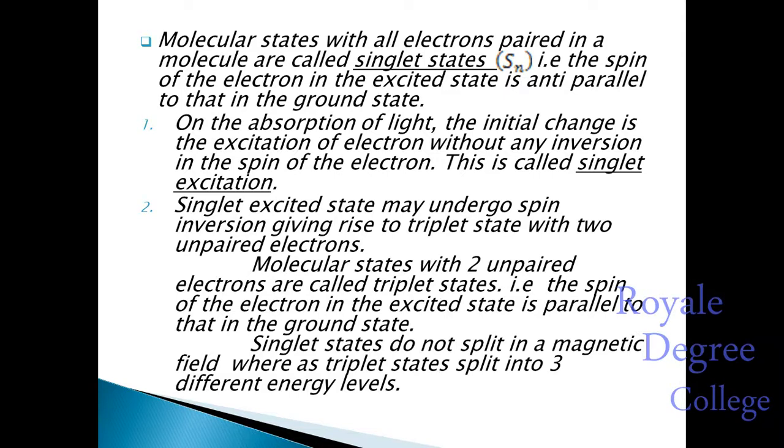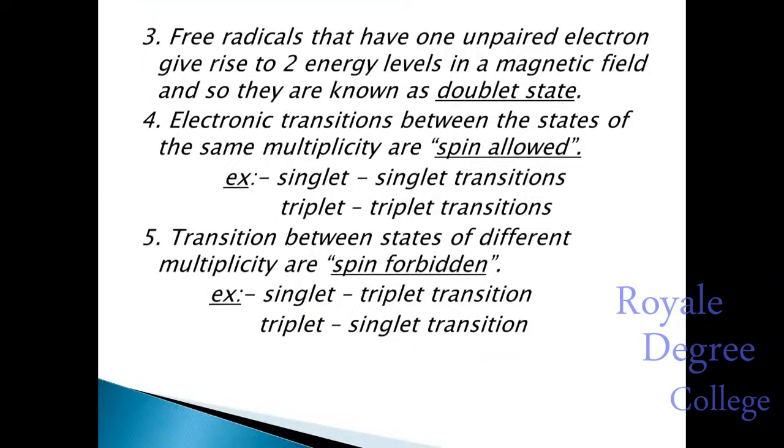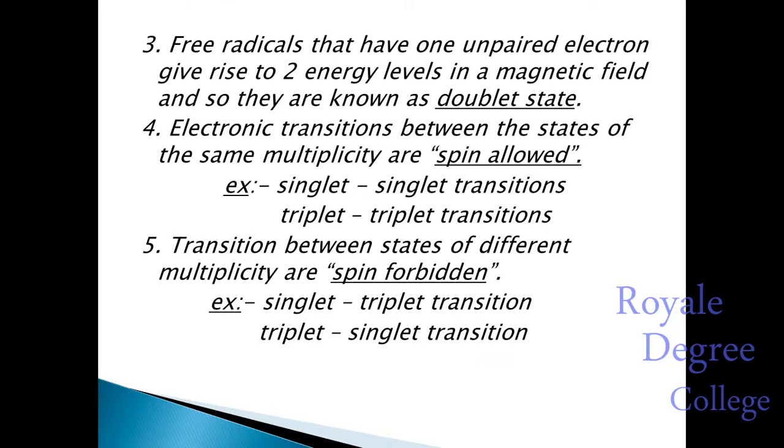Singlet excited state may undergo spin inversion, giving rise to triplet state with 2 unpaired electrons. Molecular states with 2 unpaired electrons are called triplet states. That is, the spin of the electron in the excited state is parallel to that in the ground state. Singlet states do not split in a magnetic field, whereas triplet states split into 3 different energy levels. Free radicals that have 1 unpaired electron give rise to 2 energy levels in a magnetic field, and so they are known as doublet state.